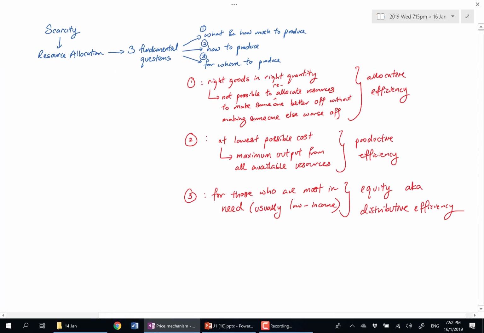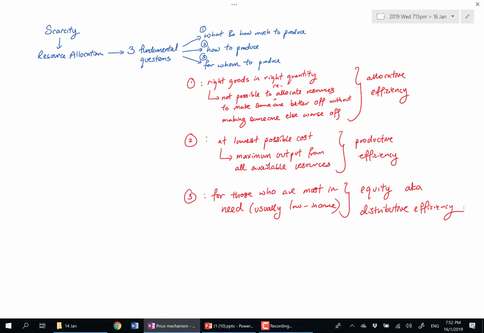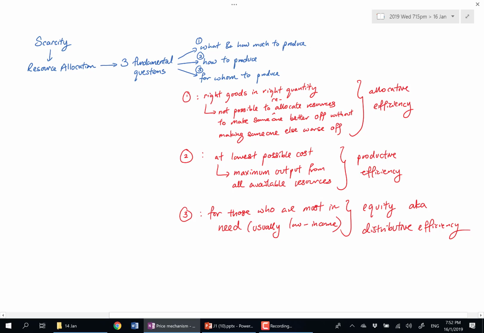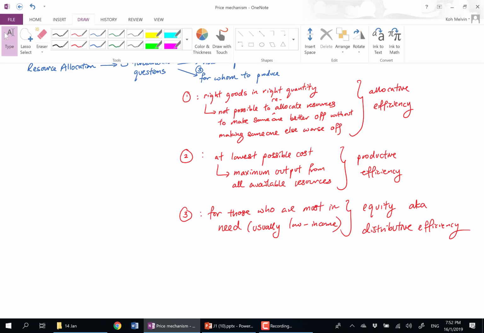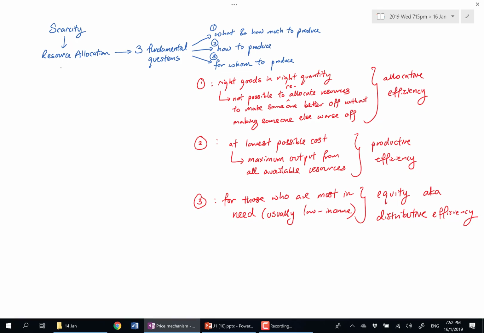Okay, this is how the 3 fundamental questions are designed, and this represents the desired outcomes. So, when you talk about resource allocation, in the syllabus we'll learn that there are 2 types of systems. The first one is called a command economy. The second is called a market economy.